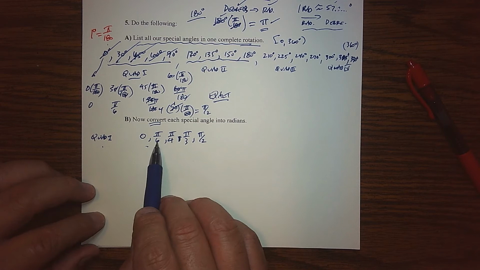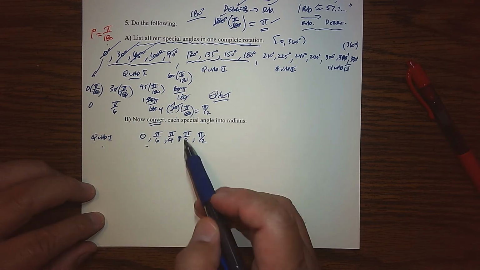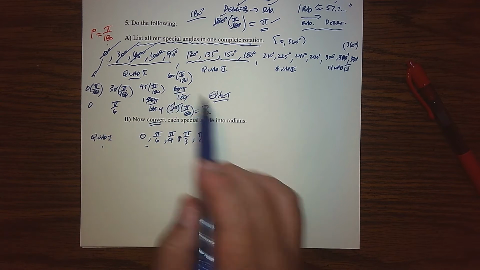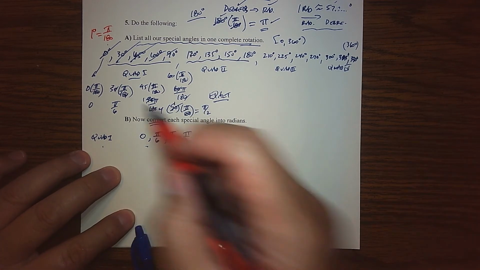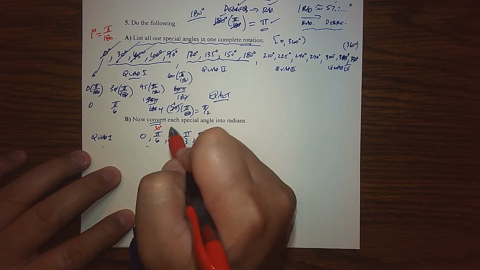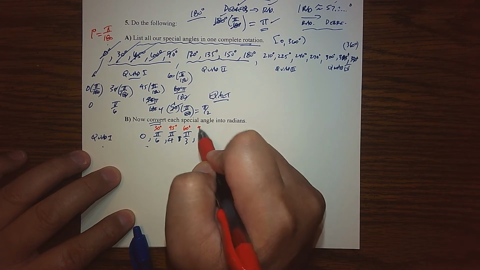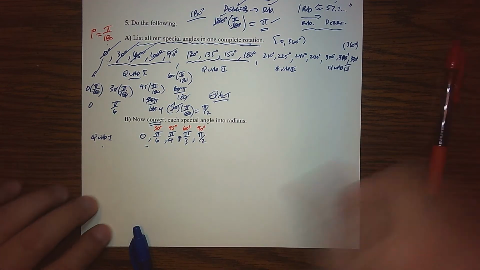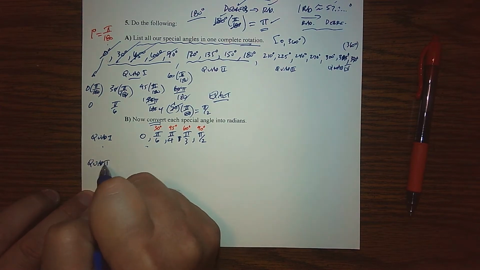When you see pi over 6, you're thinking 30 degrees. When you see pi over 4, you're thinking 45. When you see pi over 3, you're thinking of 60. All right, so I'll even put their little in red. This was 30 and 45 and 60 and 90. All right, so there you have it. So what about quad number 2?